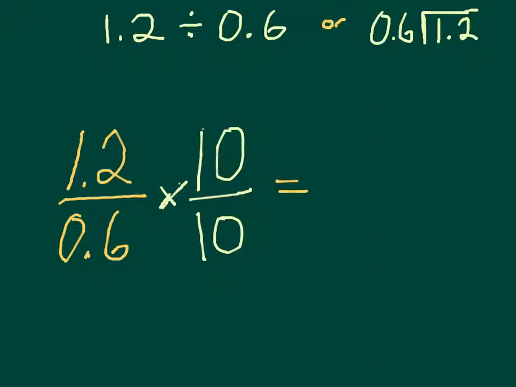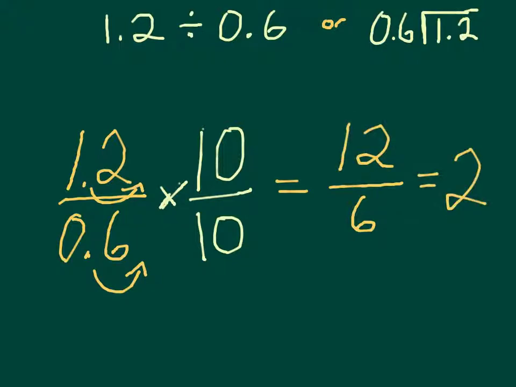0.6 times 10, that's just 6, because again the decimal moves one place over. And 1.2 times 10, that's just 12, because the decimal moves one place over. And that's equal to 2. Swell.